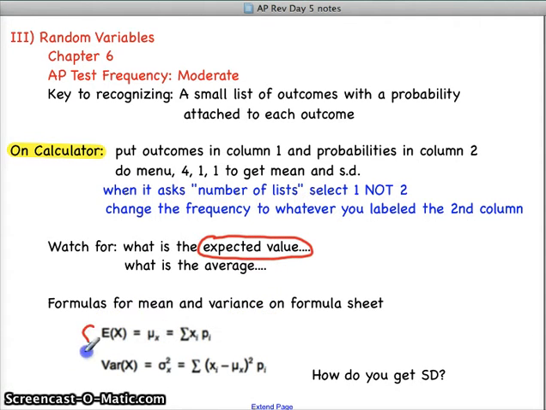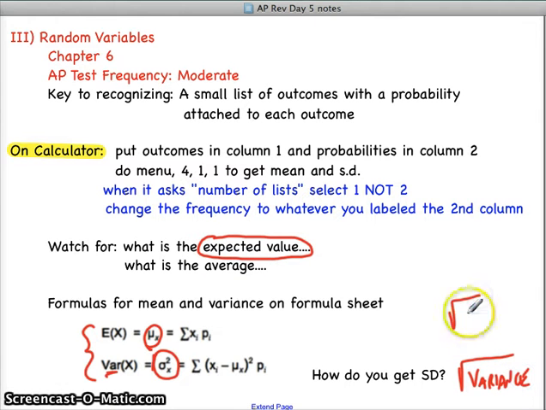These are the formulas on your formula sheet for mean and for standard deviation. Well, actually, this is the variance. If you want the standard deviation, see how this is the standard deviation squared? So if you want the standard deviation, you're going to have to do the square root of the variance. So you'd have to do the square root of that, and you'll get the standard deviation.